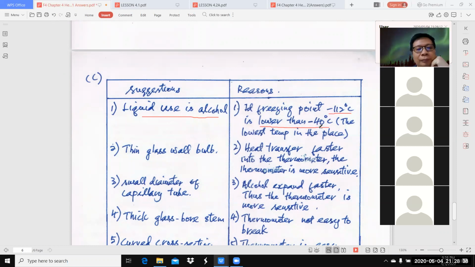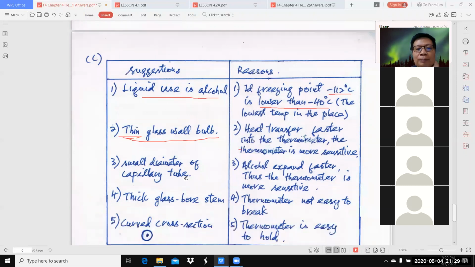The second answer suggestion is thin glass wall bulb. The bulb must be thin. The reason is heat transfers faster into the thermometer, so the thermometer is more sensitive. This is T, thermometer more sensitive. Heat transfers faster because the glass is very thin, so the heat can go in faster. Heat transfers into the thermometer, so the thermometer is more sensitive, right?